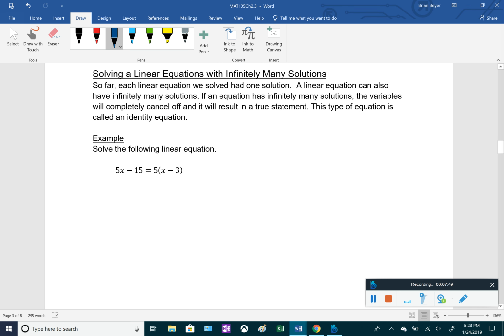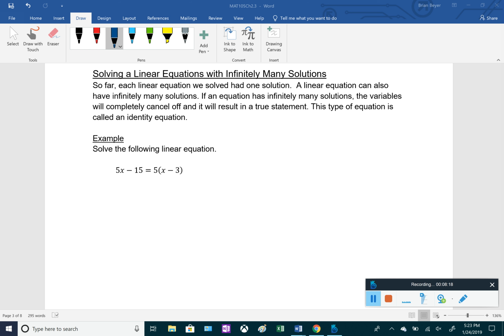Okay, so in all of those examples, we ended up getting one answer. There's also 2 other types of answers we can get. We can get infinitely many solutions, or we can get no solutions. So when we're solving linear equations, we either get no solutions, one solution, or infinitely many solutions. So let's do infinitely many next.